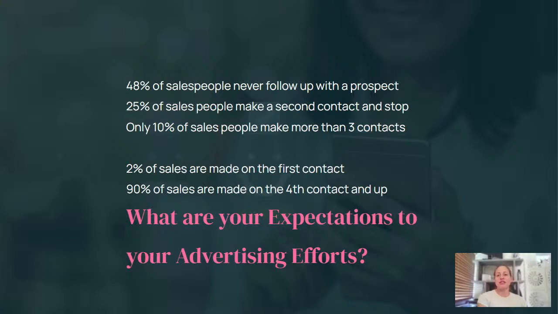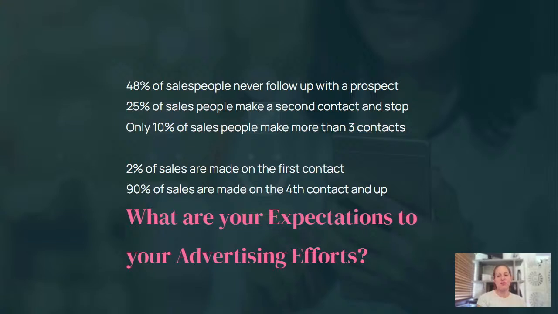Then we have 25% of salespeople make a second contact and then they stop. And only 10% of salespeople make more than 3 contacts. This is important because 2% of sales are made on the first contact. So very, very little sales are made on the first contact. Imagine first contact being something like an ad showing up on Instagram, you click through and check out in the same flow. There's no leaving the cart, anything like that. Straight from ad to complete the purchase, only 2%. Whilst 90% of sales are made on the fourth contact and up.